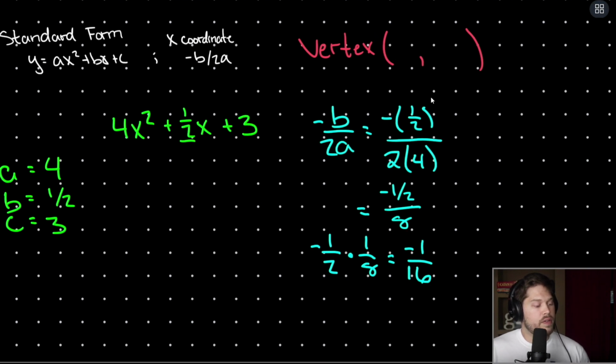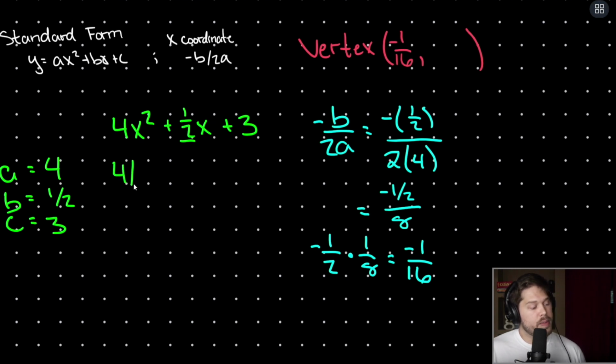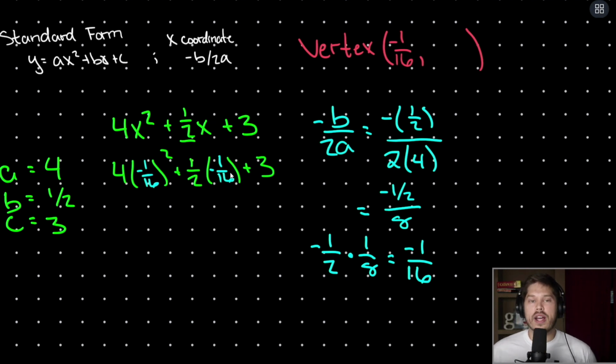So the x-coordinate of our vertex is no longer 2. Our vertex is no longer (2, 4). Our x-coordinate is negative 1/16. Okay, so now we're going to plug in negative 1/16 into x for our equation. So let me rewrite it with the proper gaps. So we have negative 1/16 here and negative 1/16 here. And we want to find the y-coordinate for our vertex.